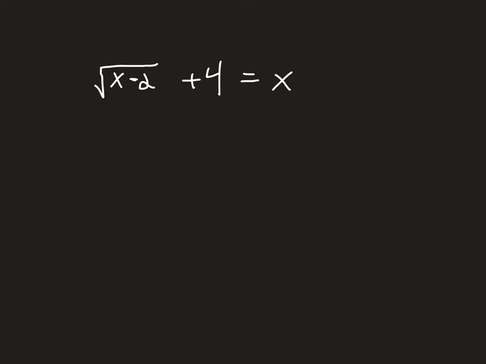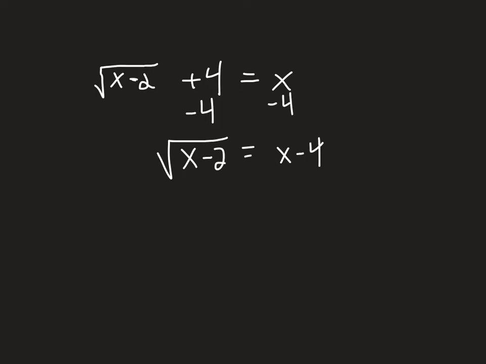Alright, so to solve this problem, the first thing you want to do is isolate the square root, which means that this positive 4 that's sitting here needs to be moved to the other side of the equation. So first thing we'll do here is subtract the 4 from both sides. What that'll get us is the square root of x minus 2 is equal to x minus 4.